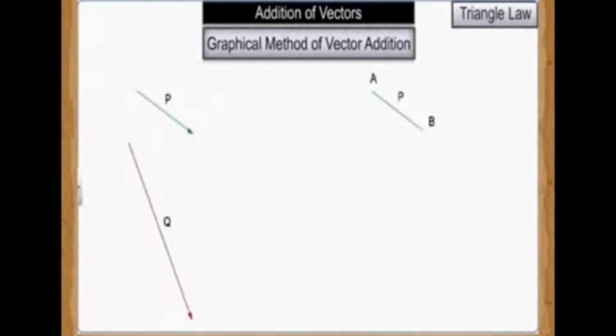Always in addition, you have to join the tail of one vector to the head of the other vector. So point A is the tail and B is the head of the p vector. Now you are adding the q vector. The tail of the q vector is connected to the head of the p vector. So BC is the q vector added to the p vector. That is the method of adding two vectors.